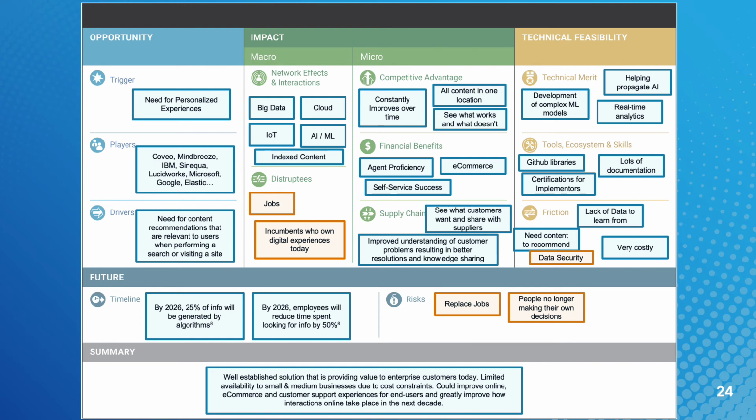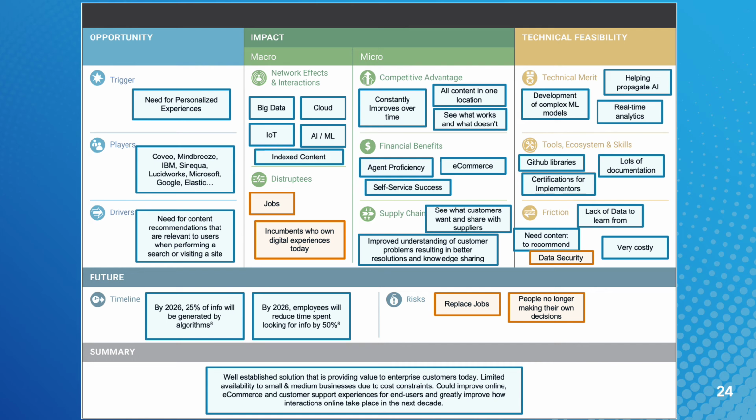For supply chain, a company can see what their customers want and share that with suppliers to improve supply chain operations. For the technical merit quadrant, this technology helps propagate AI. It also leads to more advanced ML models that are being built. And it also allows for real-time analytics since data is connected and stored on the cloud.